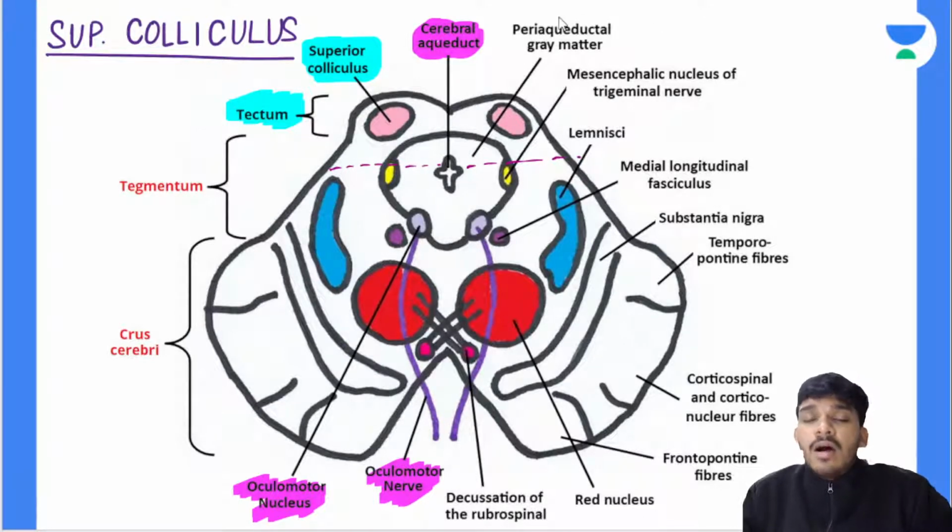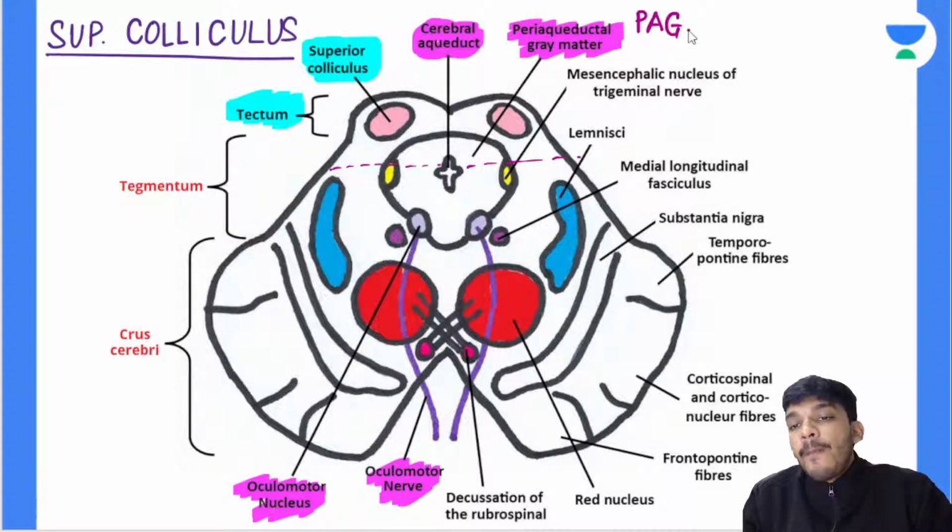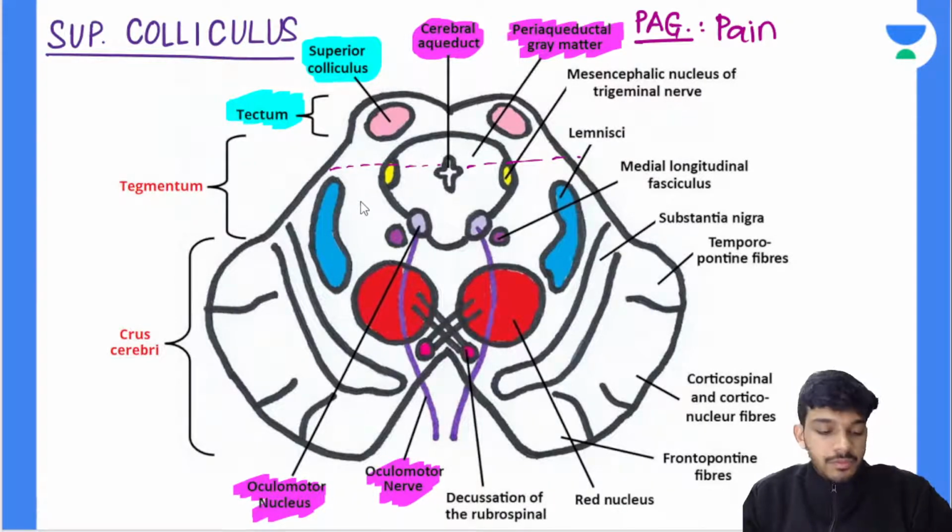I have told you in the previous session also, the gray matter surrounding the aqueduct is called periaqueductal gray, PAG, periaqueductal gray matter. It is involved in pain modulation. Then there is another nucleus called the red nucleus.